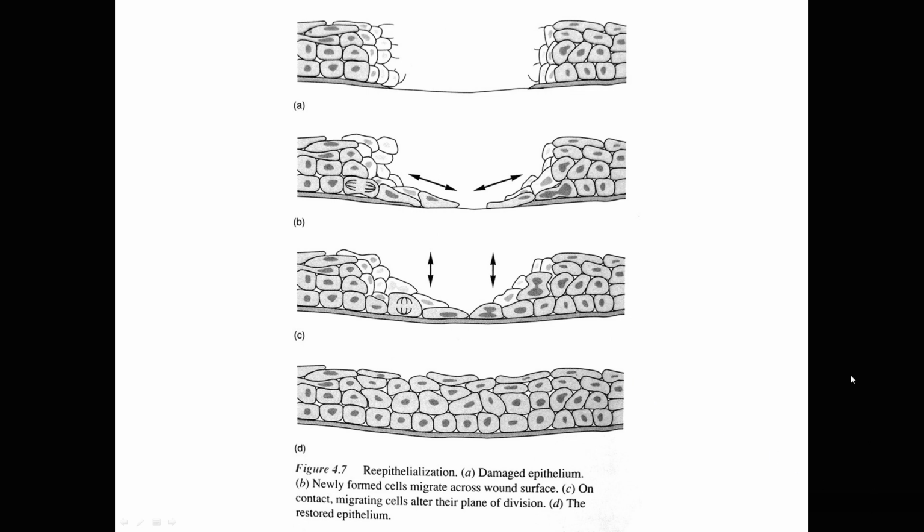In the end stage of reepithelialization, specialized cell types lost are replaced. For example, hair follicles and sweat glands.